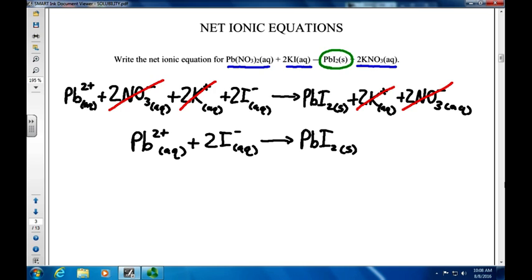And I'll have you note that the charges do cancel out on this. Lead has a +2 charge, or 2 plus charge, and iodine has a -1 charge, but there are 2 iodines. So it's 2 positives cancels with 2 negatives, and that's why our lead iodide does not have a charge attached to it. And that's our net ionic equation.